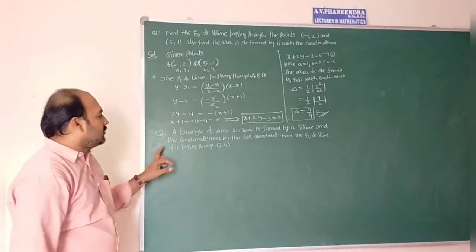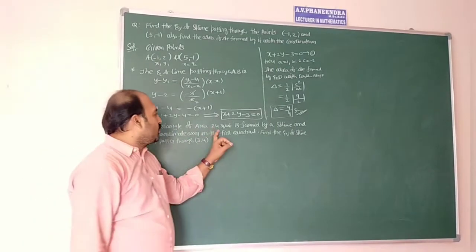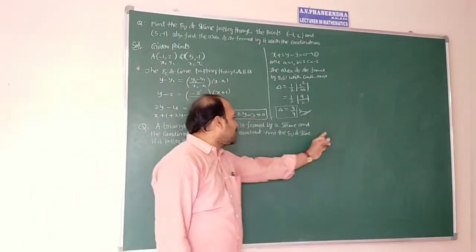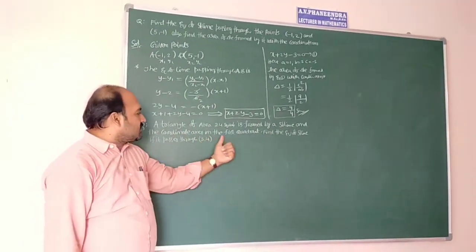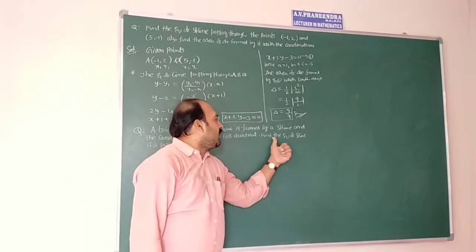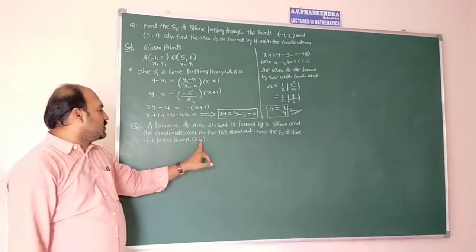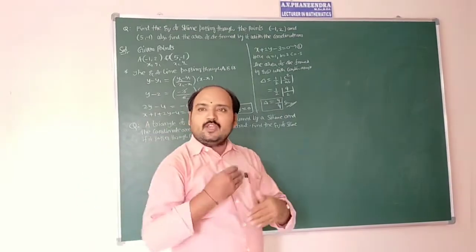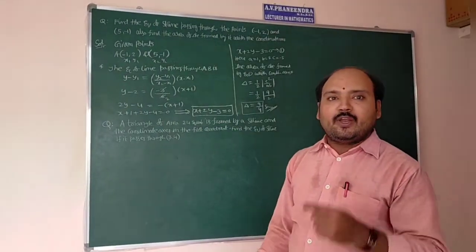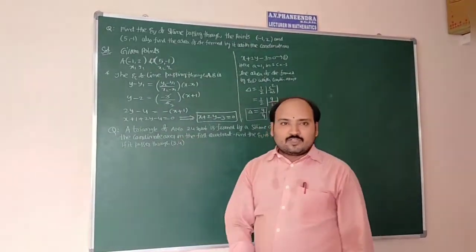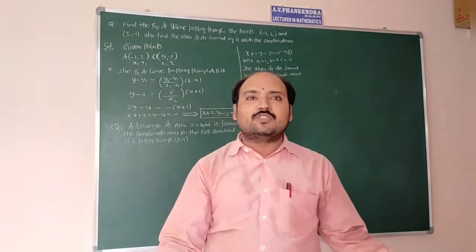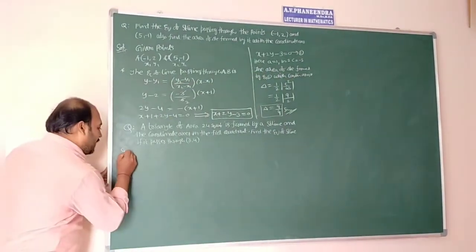See the next question. A triangle of area 24 square units is formed by the straight line and the coordinate axis in the first quadrant. Find the equation of straight line if it is passing through 3, 4. Find the equation of straight line passing through the point and which is in first quadrant. First quadrant means both intercepts should be positive. So the required equation of line.